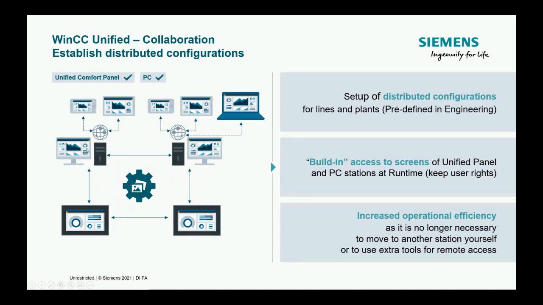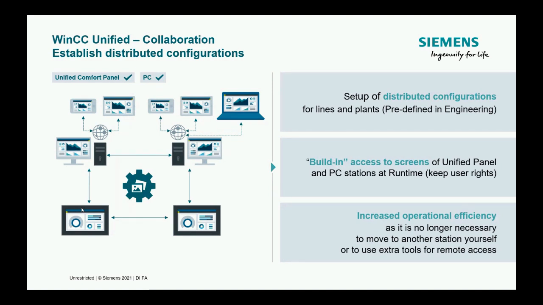So what that means is, if we have a look at the first PC-based system, I have the ability to open a screen that's actually engineered and downloaded to one of the HMIs, for instance. So it allows us to seamlessly integrate distributed shop floor systems into one system. The distributed configurations currently with version 17 are supported across the Unified Comfort panels, and across the PC-based platform itself. They currently support screens only.